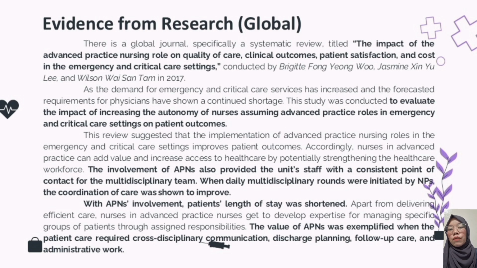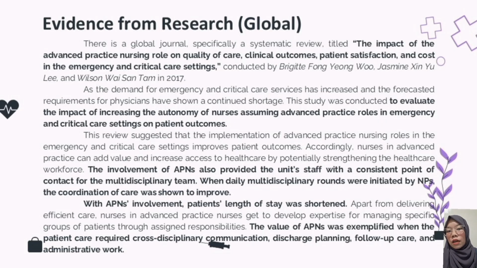care settings. So this review suggested that the implementation of advanced practice nursing roles in the emergency and critical care settings improves patient outcomes. Accordingly, nurses in the advanced practice can add value and increase access to healthcare by potentially strengthening the healthcare workforce. The involvement of APNs also provided the unit staff with a consistent point of contact for the multidisciplinary team. When daily multidisciplinary rounds were initiated by nurse practitioners, the coordination of care was shown to improve. And then lastly, the length of stay for patients was reduced with the help of APNs.